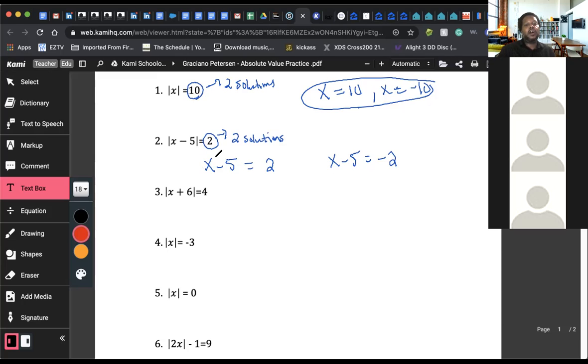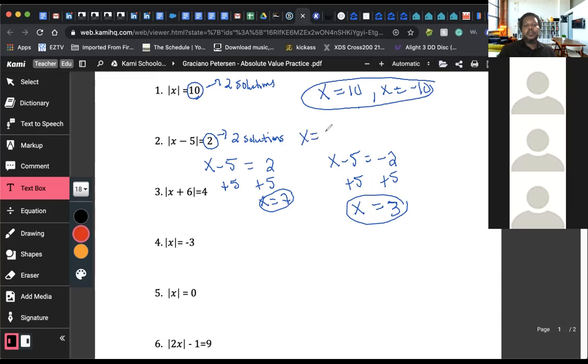And now I solve for x. To solve for x, I just need to add 5 to both sides. So one answer is x is equal to 7. And the other answer is x is equal to 3. Negative 2 plus 5 gives me 3. So those are my 2 answers.